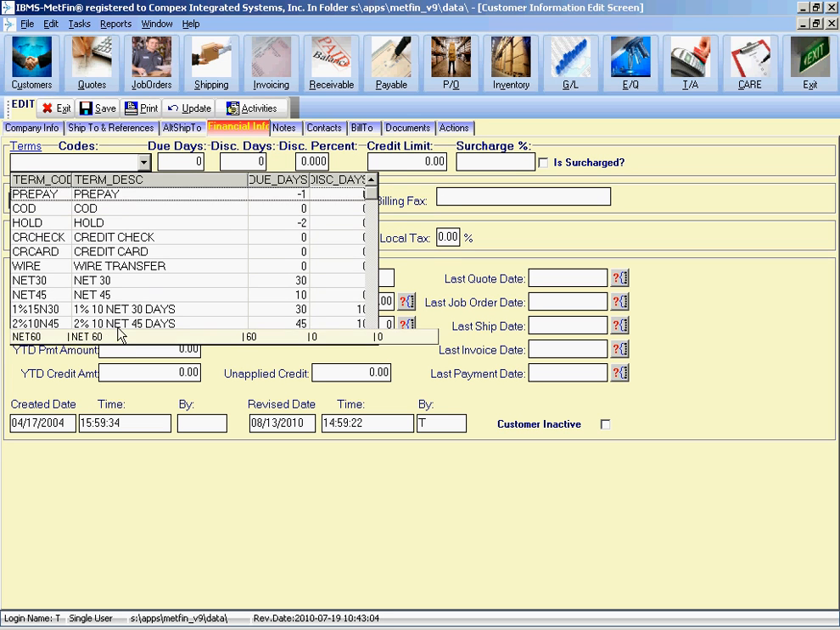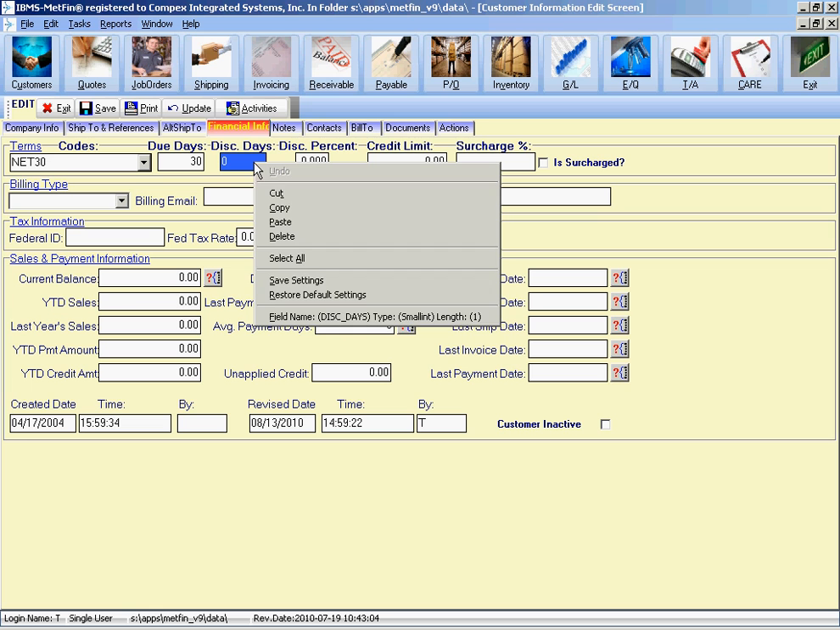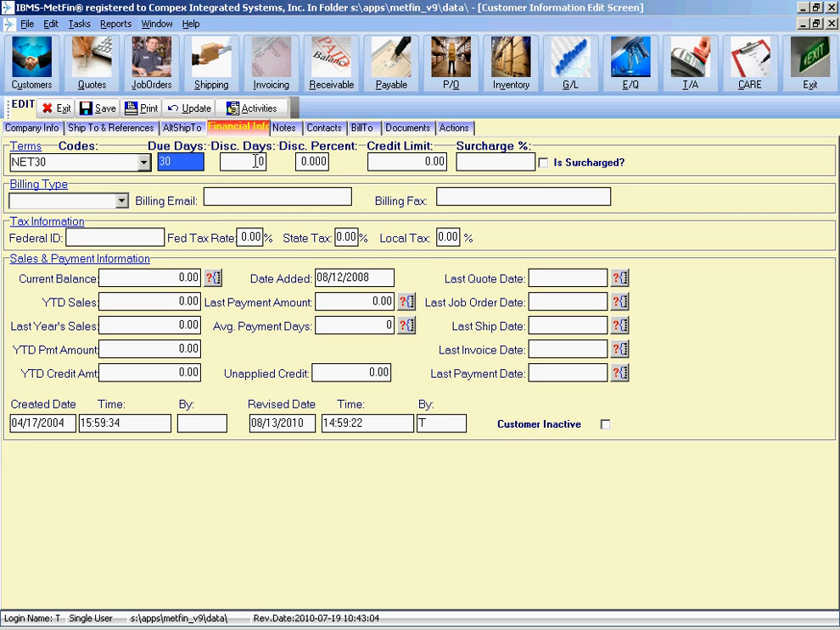So we're going to say, okay, we're going to go net 30. You can see the system fills in the due days and the discount percentage automatically for you. So due days is 30 days, and discount days is how many days, that's the field name. With 30 days, net 30, you don't get any discount at all.